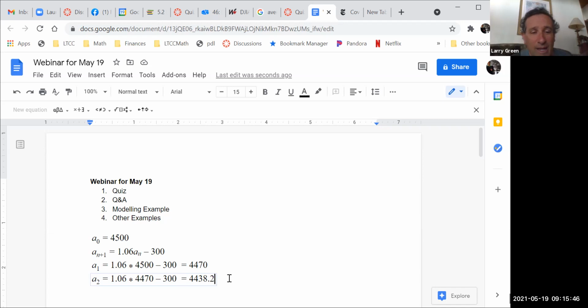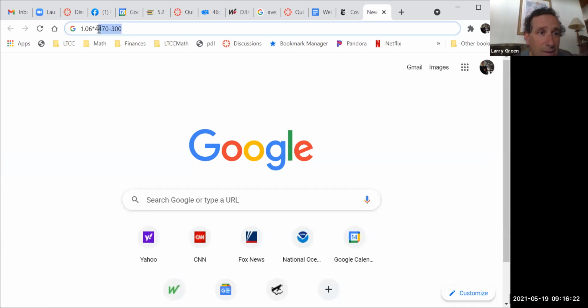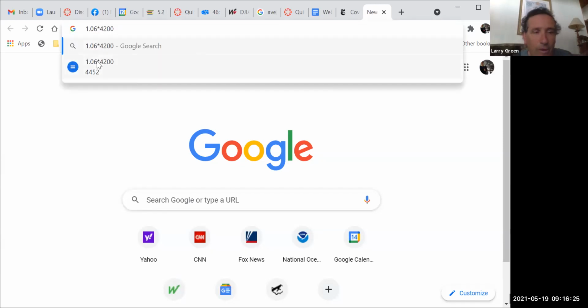And if you get the wrong answer, it might mean that what they meant was they want to take 300 away at the beginning and then multiply by 1.06. And so if that were the truth, then a sub 1 would not be 1.06 times 4,500. It would be 1.06 times 4,200. And you don't have to do the minus 300 because we already did this. Okay. And then whatever that is, 1.06 times 4,200, you get 4,452.